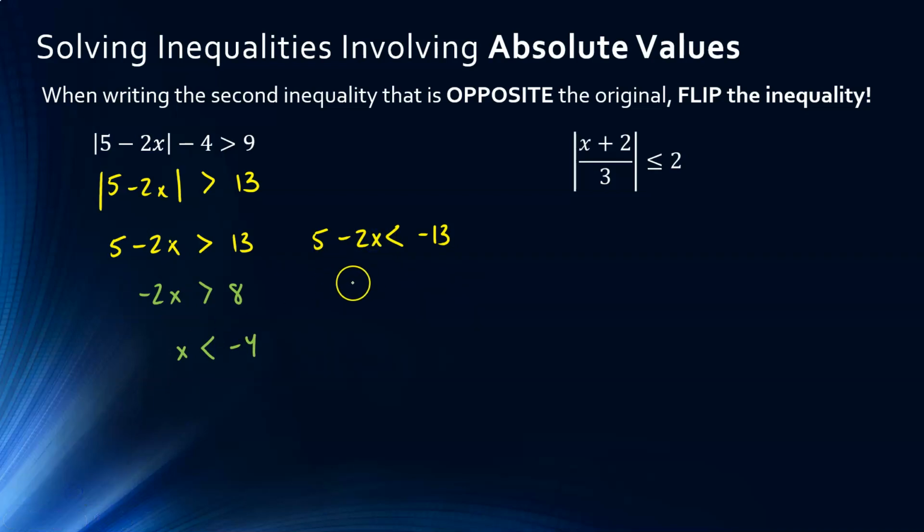For this one, I would subtract 5 again, so we'd have negative 2x is less than negative 18 when I subtract 5 from both sides. And when I divide by negative 2, we have to flip the inequality again, and negative 18 divided by negative 2 would be positive 9.